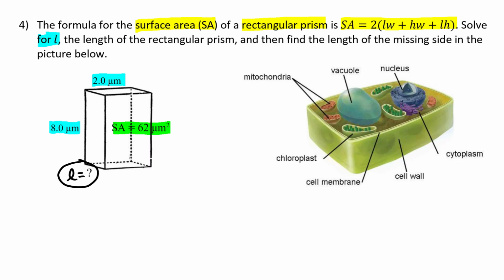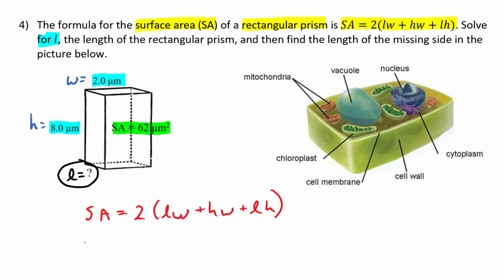You might say, what's the purpose of this? Well, in one of our laboratories, you're actually going to examine plant cells in a microscope, and you're going to have to measure in micrometers the length and the width, and from that, determine the area inside. Let's use that equation. SA equals 2 length times width plus height times width plus length times height.